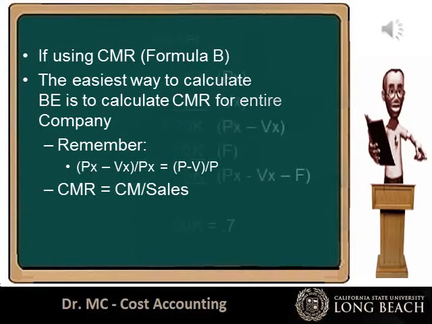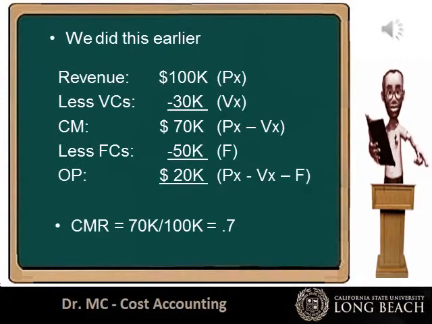We did this earlier. If you will recall, when we were discussing the need for Formula B, we offered this example, and we said that you couldn't use Formula A because you didn't know the contribution margin per unit, but that you still could use Formula B because you knew that the contribution margin ratio was 70%. If these figures represent more than one product, then you know the contribution margin ratio for the firm's full range of products is 70%.